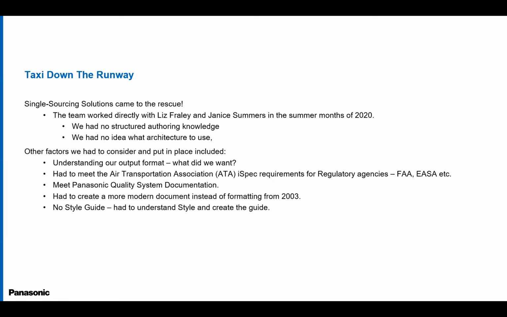Other factors we had to consider and put in place included understanding our output format. What did we want? We had to meet the Air Transportation Association, or ATA, iSpec requirements for regulatory agencies. We had to meet, obviously, Panasonic quality system documentation. We had to create a more modern document instead of the formatting from 2003. No style guide, so we had to understand style and create the guide from scratch.